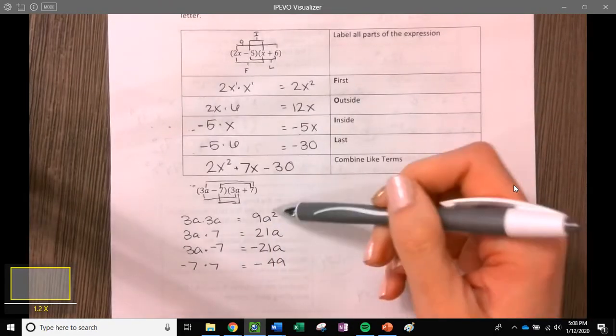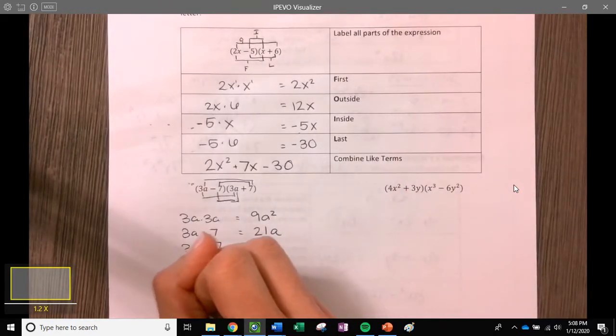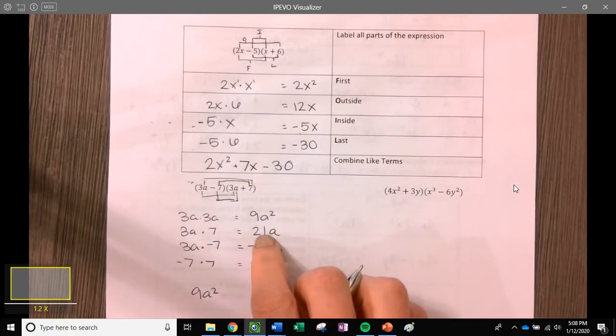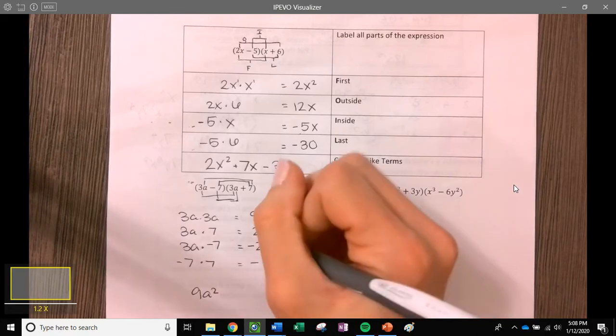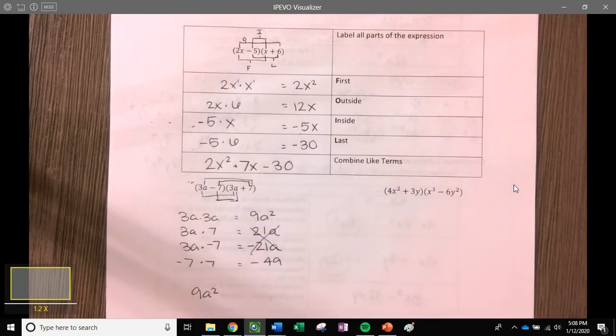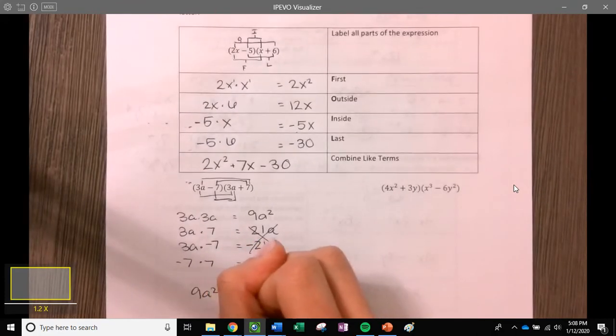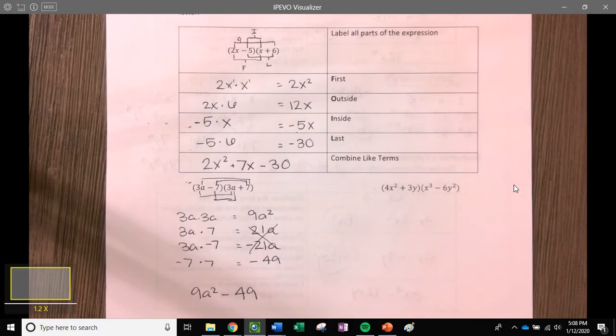If I go down the line here to combine like terms, I don't have any other squared a, so 9a squared remains as it is. 21a and negative 21a, well, those just cancel each other out, don't they? That just makes 0, and I'm not going to waste my time and energy writing a 0. I don't have any other constant terms, so my answer is 9a squared minus 49. That's it.